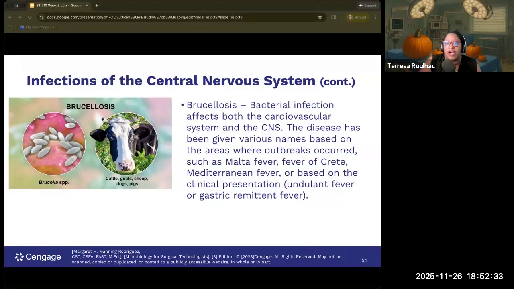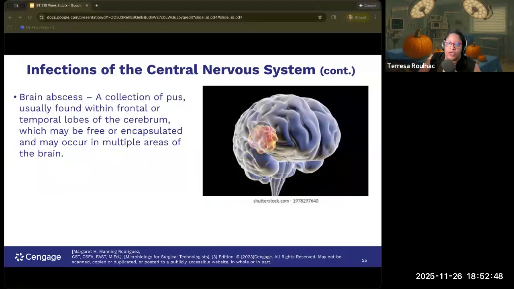This is one you have to look out for, i.e., endocarditis, infective endocarditis. Remember, that is a serious infection of the heart valves, but it can also lead to meningitis and encephalitis. Now, with the brain abscess, this is a pocket of pus inside the brain. It's usually in the frontal or temporal lobes, and it can be either free floating or surrounded by a capsule.